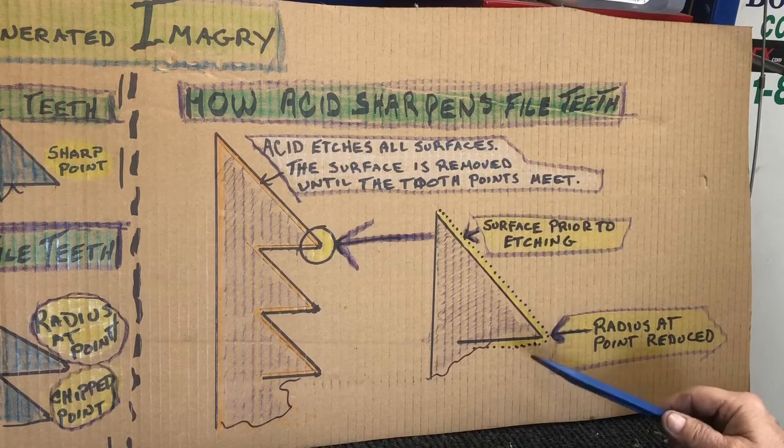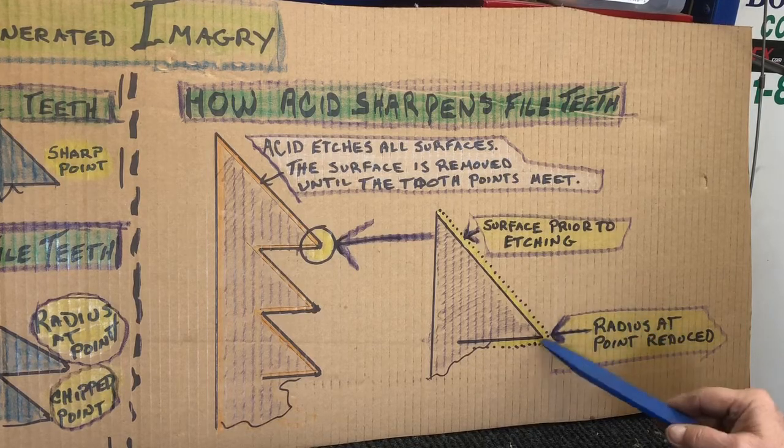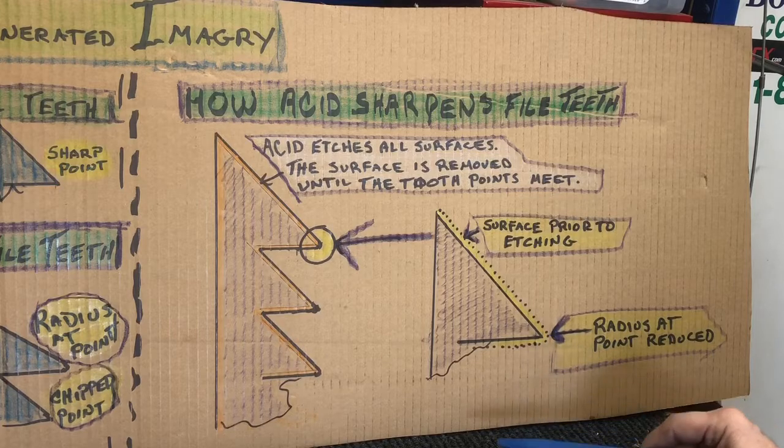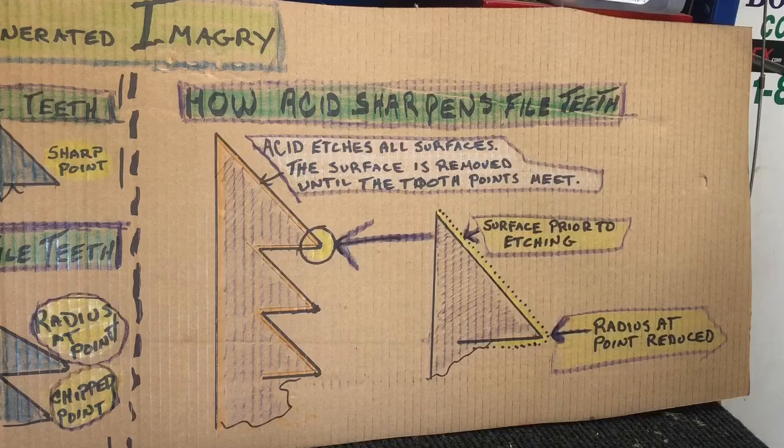Now, strictly speaking, it's going to eat at the radius all at the same time, so the radius would never be 100% removed, but it's going to get smaller. It'll actually get smaller. So the radius at the point is reduced. That's the whole theory behind the process.